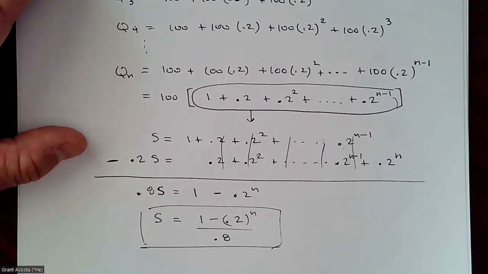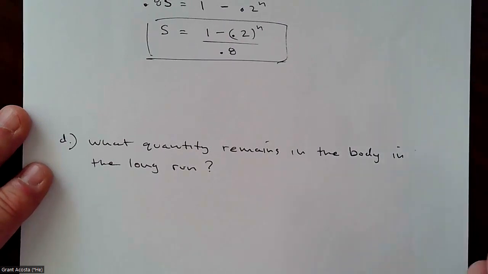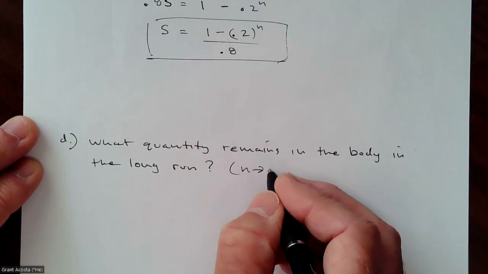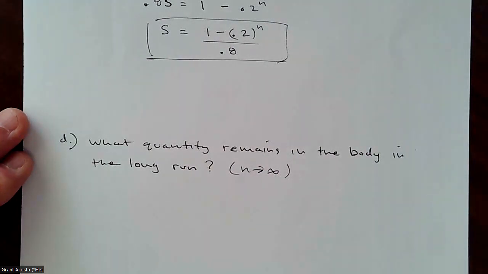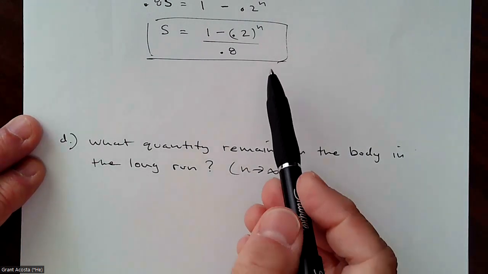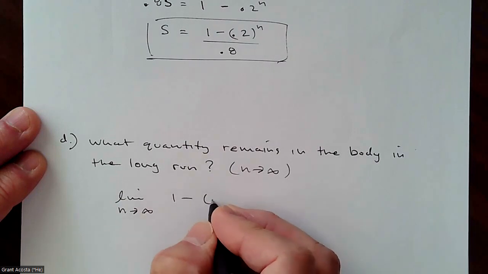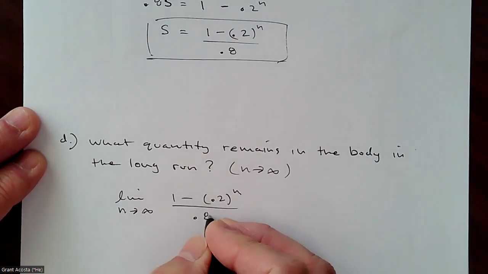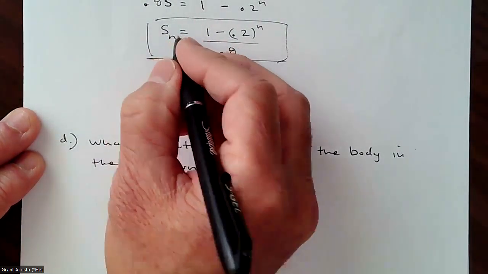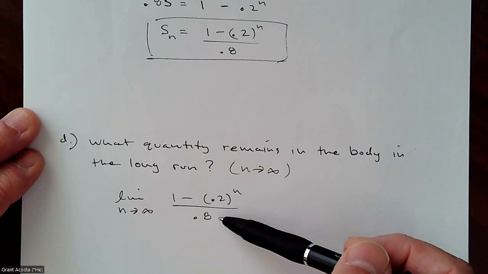Now, what could I do with this? We already know the answer to this, but there's another way to show what's the quantity that remains in the body in the long run. In other words, as n goes to infinity. That's what we would have called the fixed point in the recursive sequence. And we already found that answer was 125. But you could also take the limit of the formula, right? This is the amount of drug after n doses, and we want to know what happens when n goes to infinity. So we're going to take the limit of that.